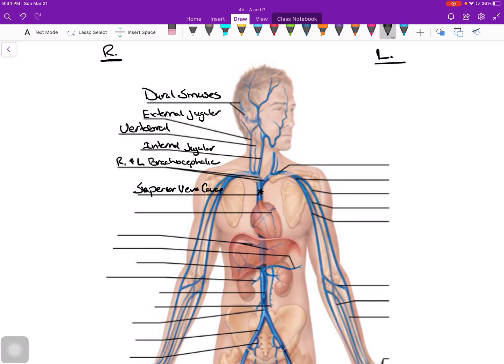Now, here are my great cardiac veins, taking blood back from the heart muscle. I have within my liver, my right and left hepatic veins. And notice they are emptying into what you can see as coming into the bottom part of the heart, which would be the inferior vena cava. Right below the hepatic veins would be the splenic.